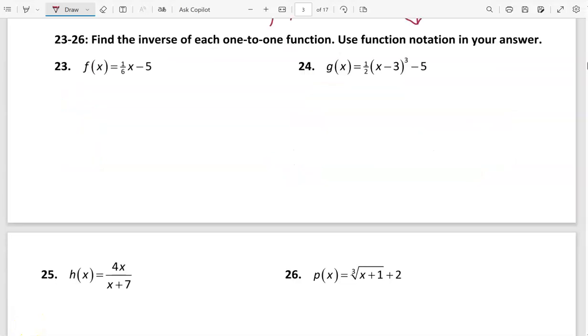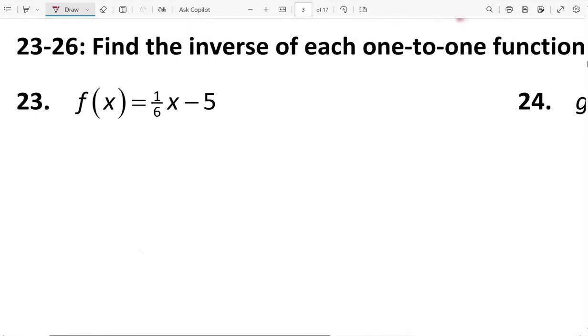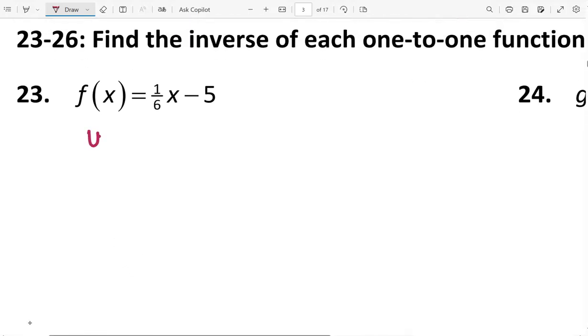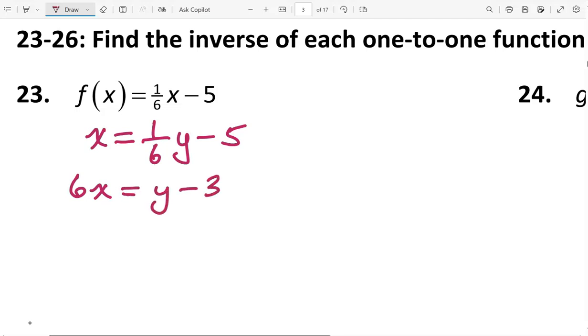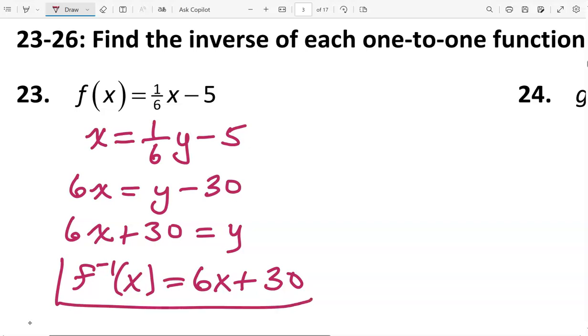In 23 through 26, we're asked to find the inverse of each one-to-one function and use function notation in the answer. So the inverse is found by swapping x and y. So if f of x represents y, then when I swap them, I'll get x equals 1/6 y minus 5. I'm going to clear fractions first, and then add 30. And now the function deserves a name, so we're going to name it f inverse. So f inverse is equal to 6x plus 30.